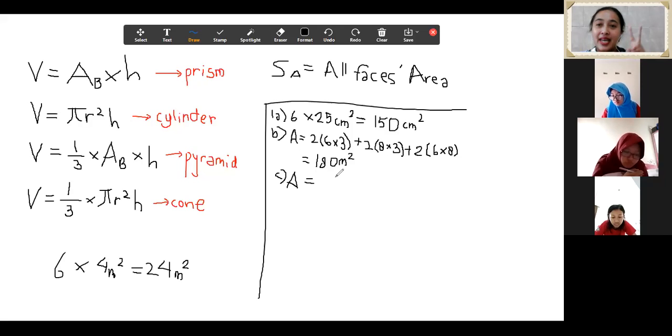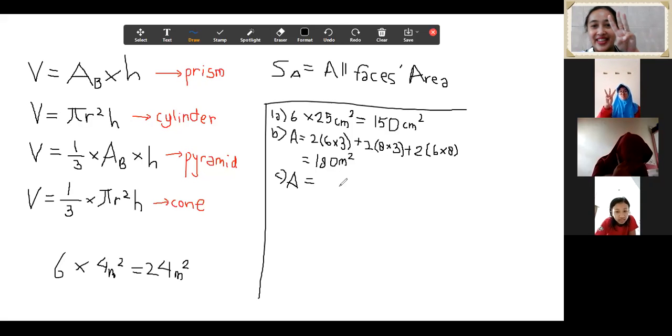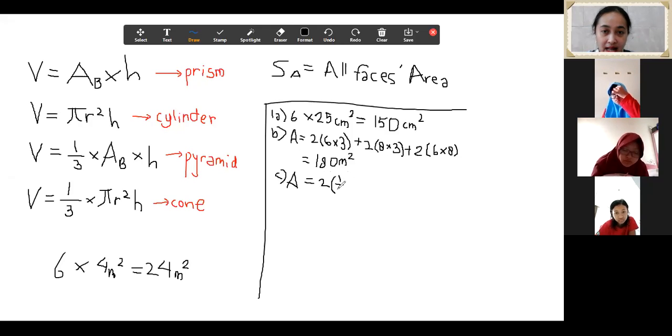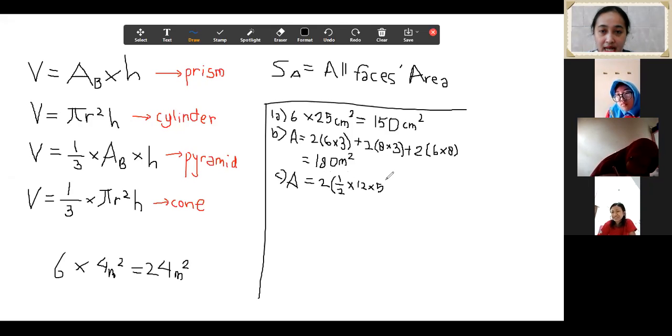And then how many faces join these 2 triangles? 3. Yes, that's right. And these 3 faces are all in the shape of rectangles. So let's start. We will find the base and the top first. So 2 times the area of the triangle, half times 12 times 5, because base times height, right?